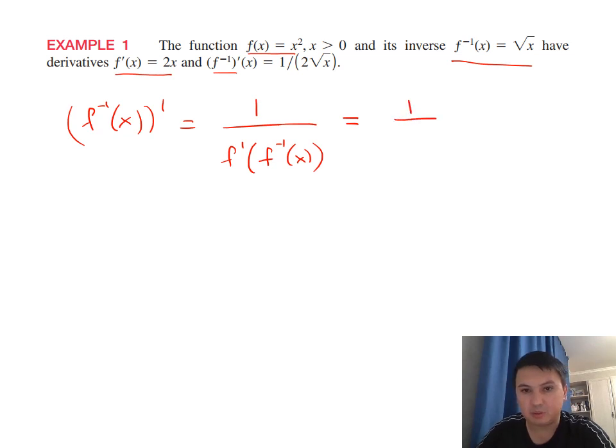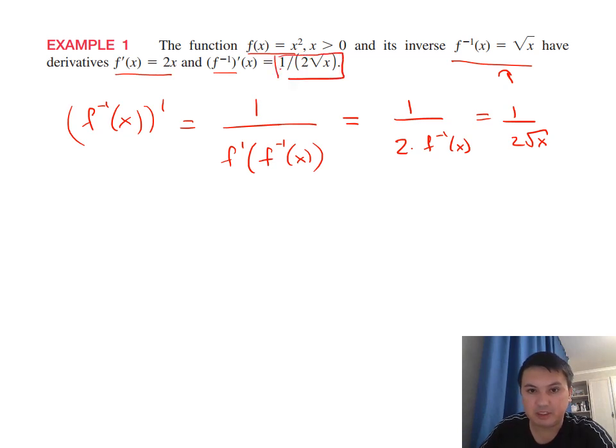So this is going to be 1 over 2 times x. But what is my x here? It is f inverse of x. And f inverse of x is the square root of x. So this is 1 over 2 times the square root of x. So that's the derivative of the inverse. And indeed, it matches the direct method of finding the derivative.